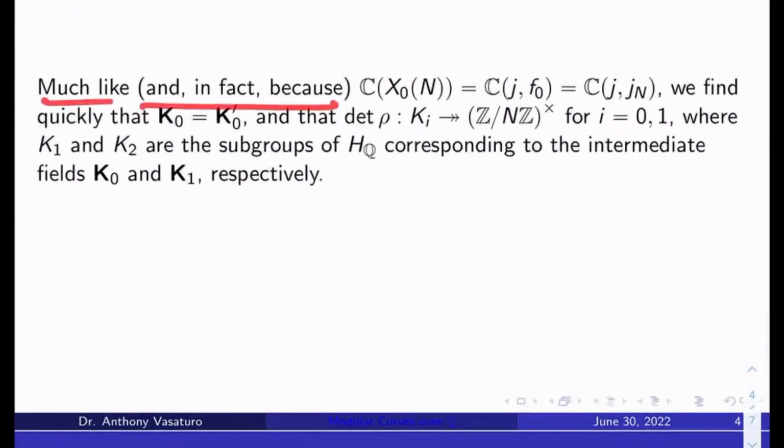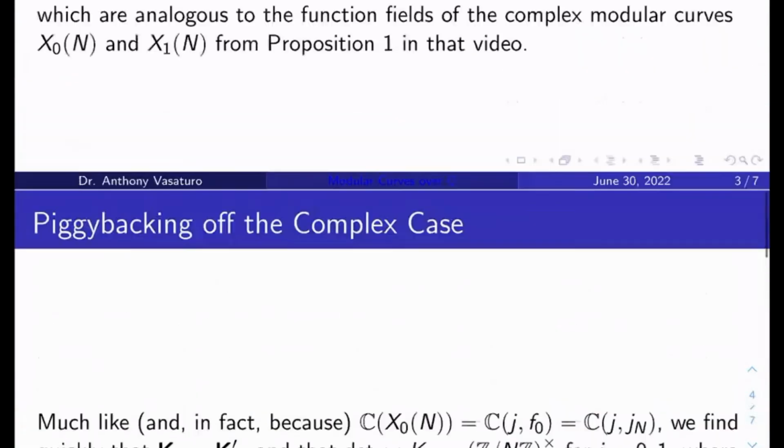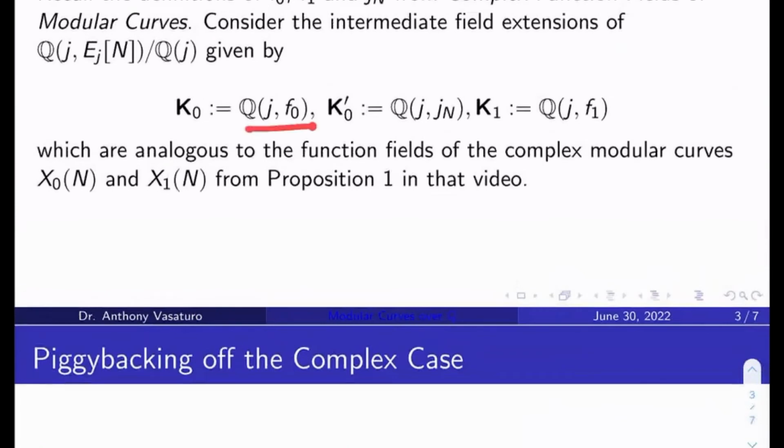Much like, and in fact partially because, the complex function field of X_0(n) is just C adjoin j and f_0, and we saw it was also C adjoin j and j_n, we find that the same thing holds true over Q. In other words, bold K_0 is bold K prime_0. We find that these two fields are the same. So that matches what happened in the complex case.